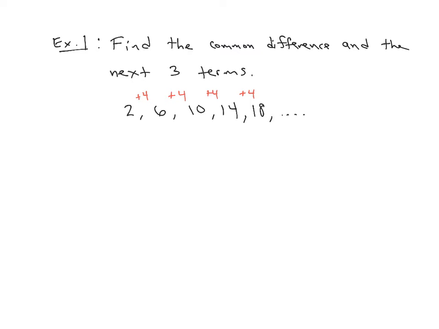So looking at the pattern, I'm starting at 2. 2 is my first term, and then I'm adding by 4 to get to the next one. So I'm always adding by 4 to get to the next one. So my common difference would be 4, right? Now knowing that the common difference is 4, again, D is my notation for common difference.